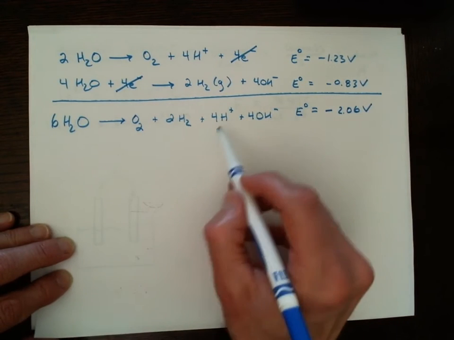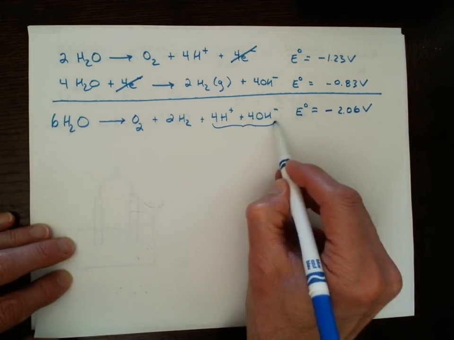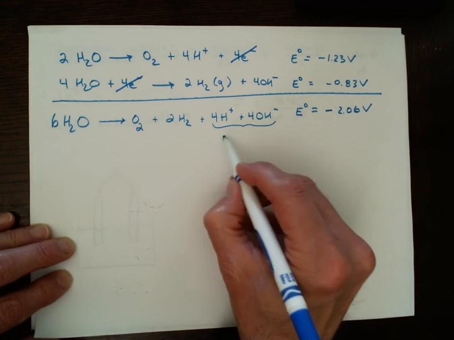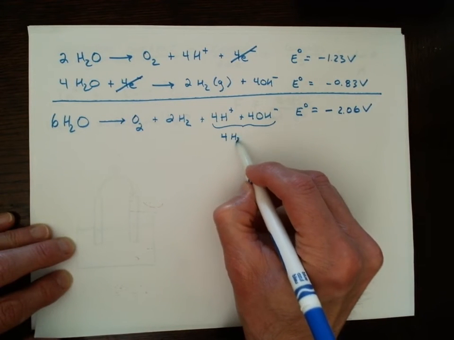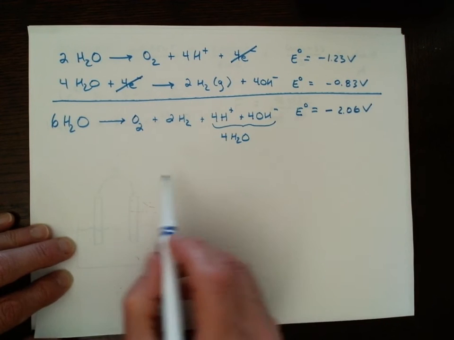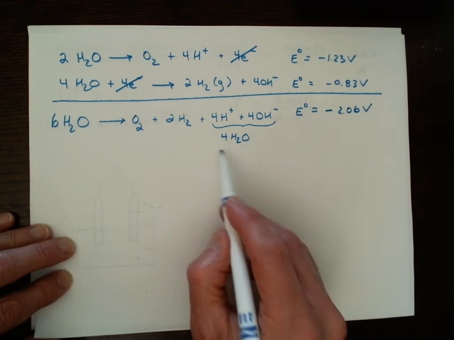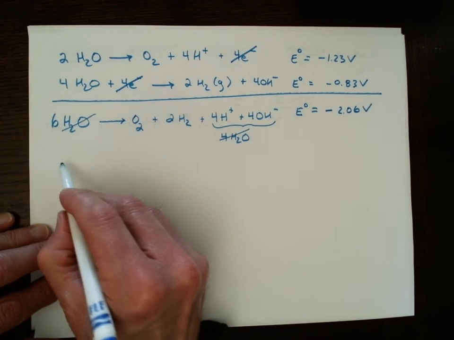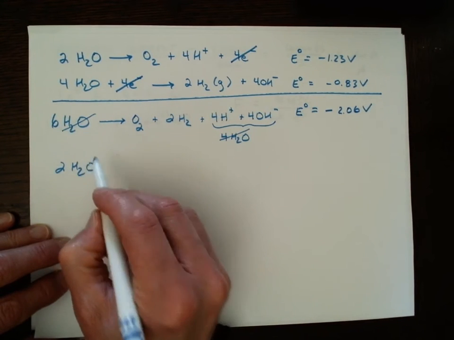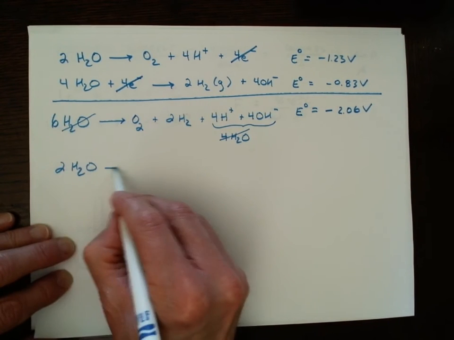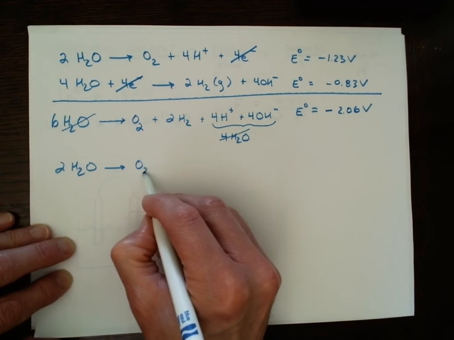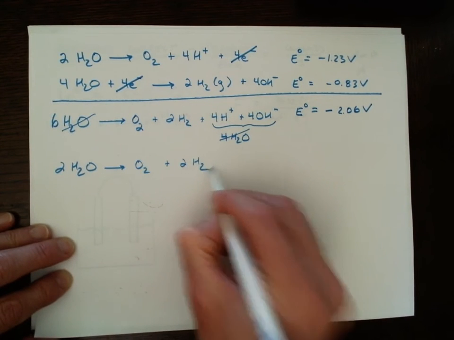Now notice I can take these two ions, 4 H plus and 4 hydroxide, and they are going to immediately form 4 waters. So that means I can take these 6 waters in and these 4 waters out, and the balance of that is 2 waters at the start going to oxygen gas and hydrogen gas.